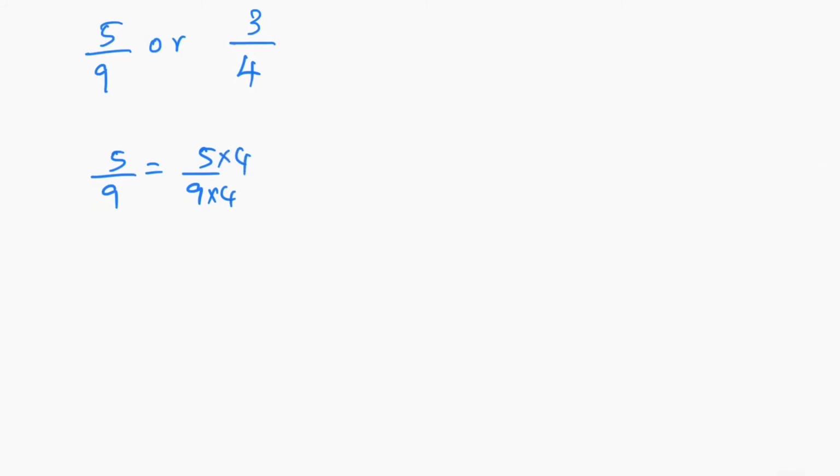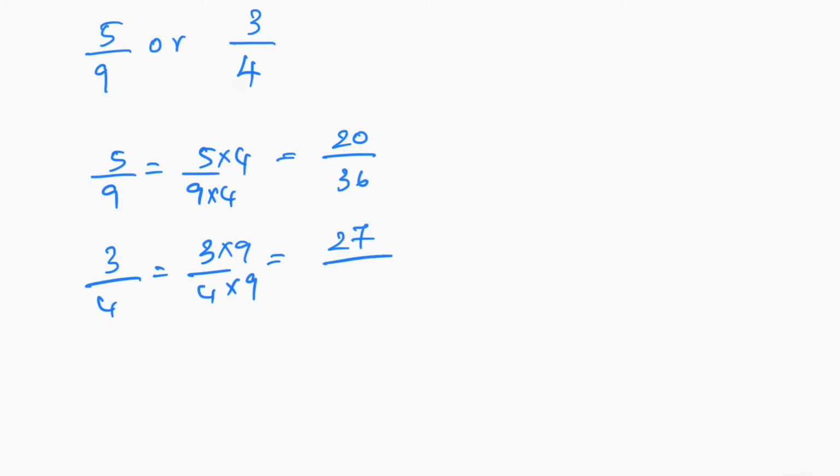Now coming to the next one. 5 by 9 or 3 by 4. Again, 4 and 9 have no common multiples. So what you can do is take 5 by 9 equal to 5 into 4 by 9 into 4. Similarly, 3 by 4 will be equal to 3 into 9 by 4 into 9. So what do you get? 5 4s are 20, so 20 by 36. 3 9s are 27, so 27 by 36. Which is greater? 3 by 4. You can write 3 by 4 is greater.